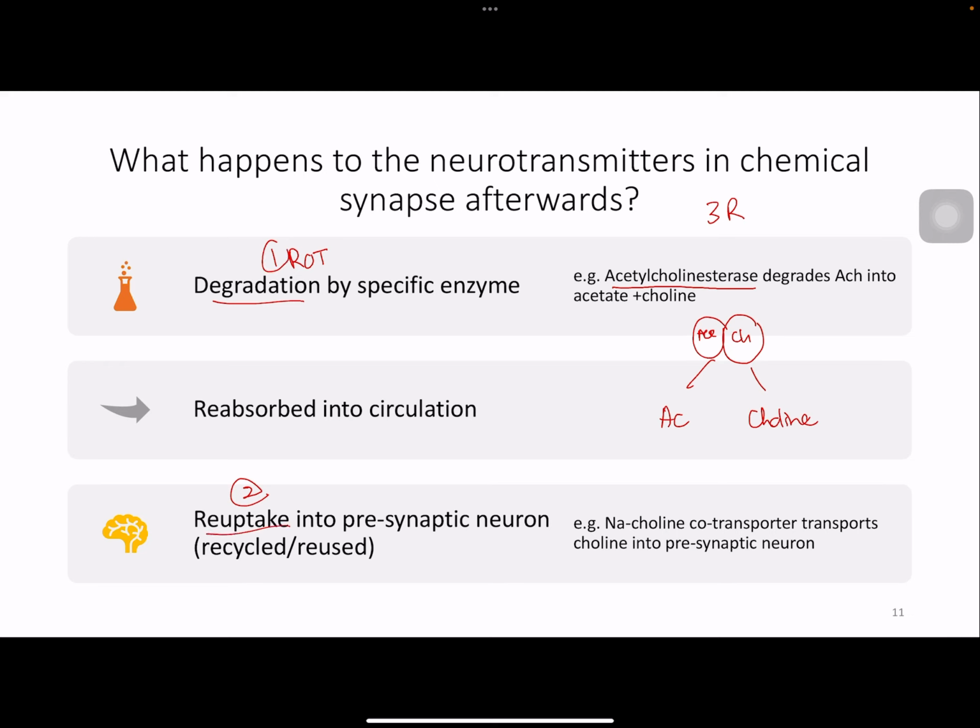If we continue with the acetylcholine, okay, what happens after it is degraded? This choline will be reuptaken into the presynaptic neuron together with sodium, by a co-transporter known as the sodium choline co-transporter. And number 3, it is reabsorbed into the circulation.